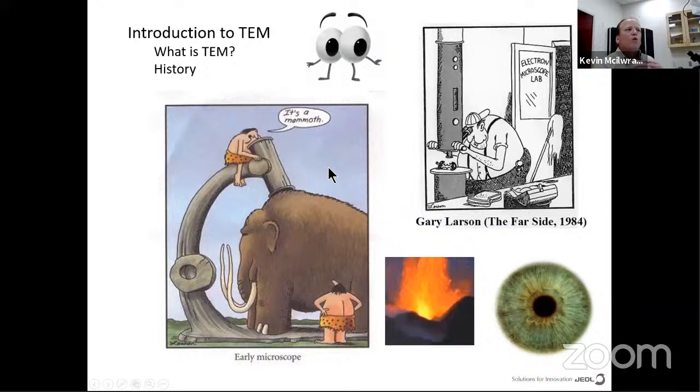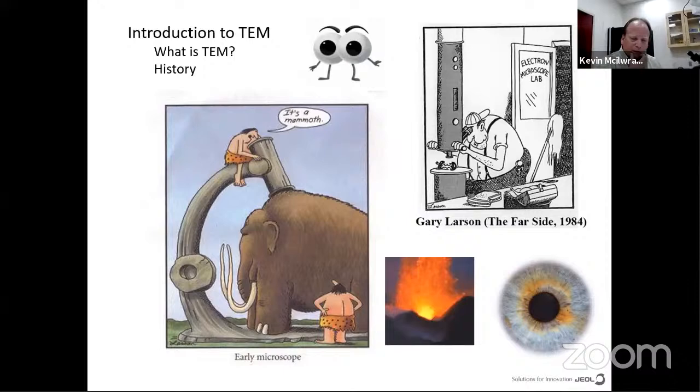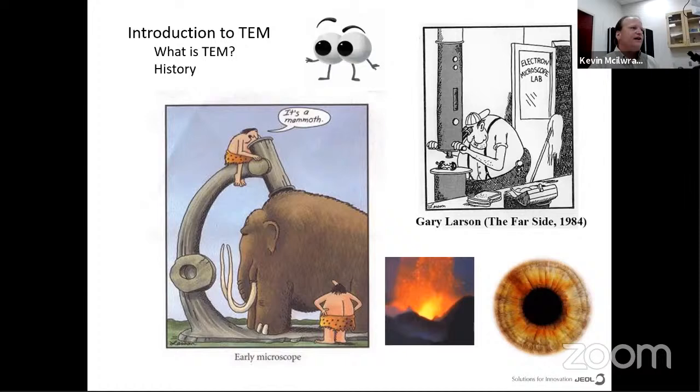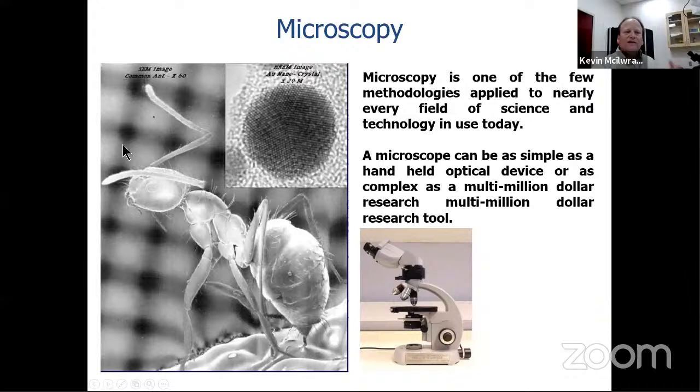So what is TEM? Or what is microscopy, right? Microscopy has been around. I mean, we've wanted to magnify things ever since we've actually been able to see, which is really since the beginning of time. There are advantages to being able to see things at higher resolution and get a better understanding of what's happening. Now, microscopy is one of the few tools that's really in every field of science and technology today. I mean, from optical scopes to scanning microscopes to confocal and electron microscopes.